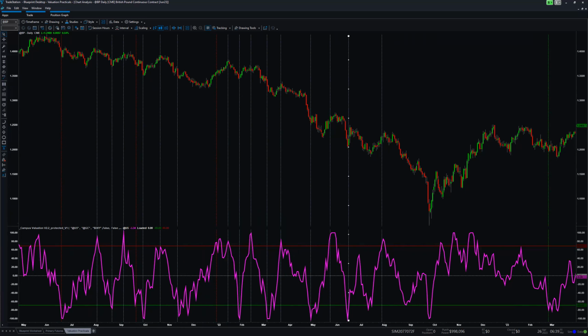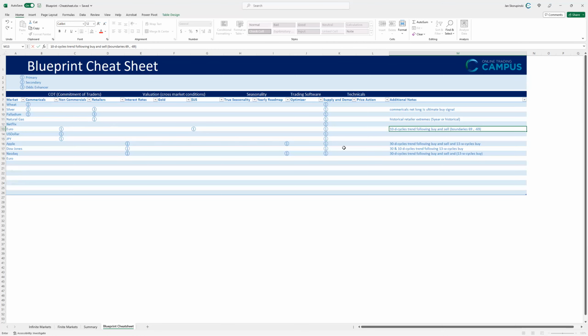So on the British pound as well, we just do a quick back test, and please feel free to do a more comprehensive back test from your side. For sure, that's going to help you with the understanding of charts and this tool. So British pound. We can use the same boundaries. We can use the same 10-day cycle trend following rule as we used for the euro.